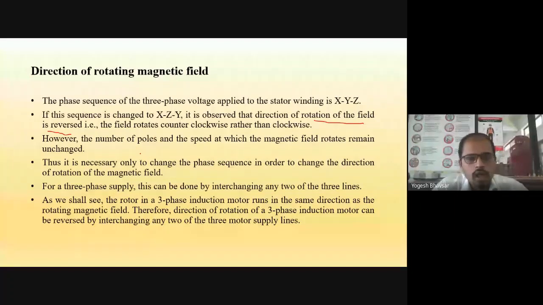However, the number of poles and the speed at which the magnetic field rotates remain the same. The rotation will be the same, their speed will be the same, only it will change its direction.